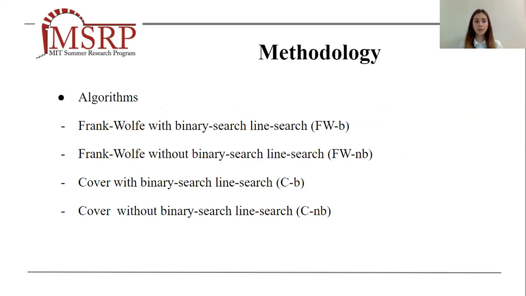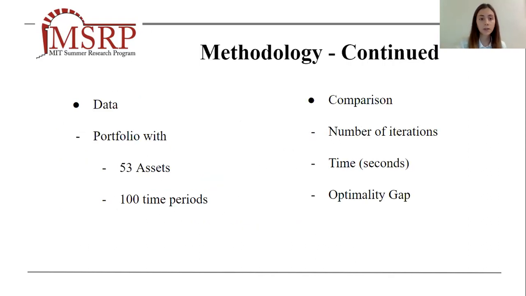For the methodology, I coded 4 algorithms in R. The first one was Frank-Wolfe with binary search line search on the step size. The second one is Frank-Wolfe without the binary search line search. The third one is Carver with binary search line search. And the fourth one is Carver without binary search line search. For the data set, we had a portfolio with 53 assets. To be more specific, there were 52 stocks, and then the 53rd asset was US dollars. And we looked at 100 time periods.